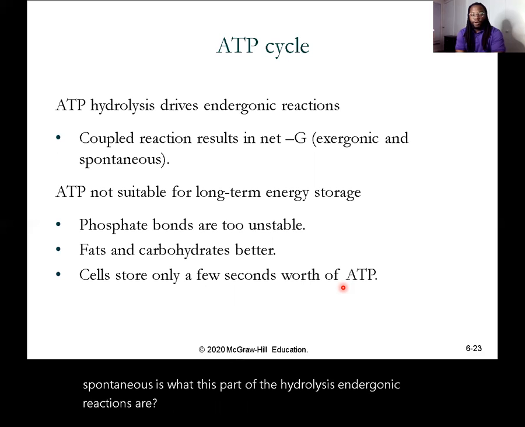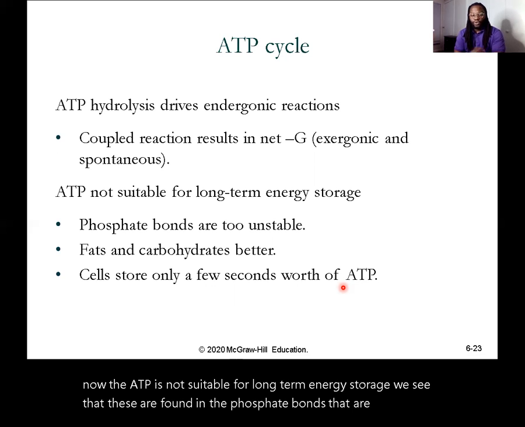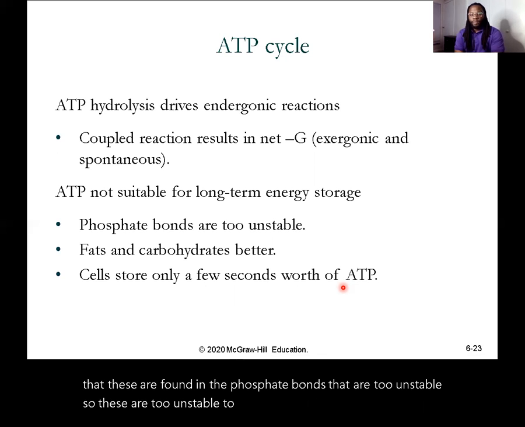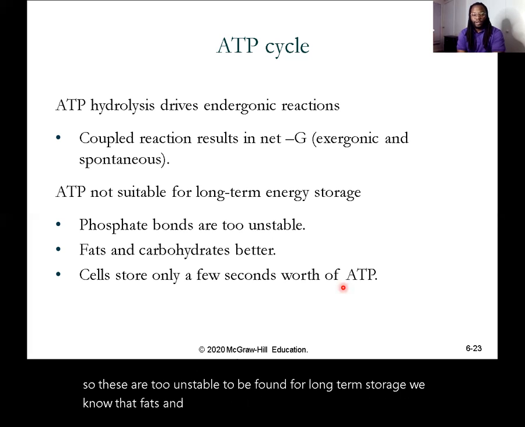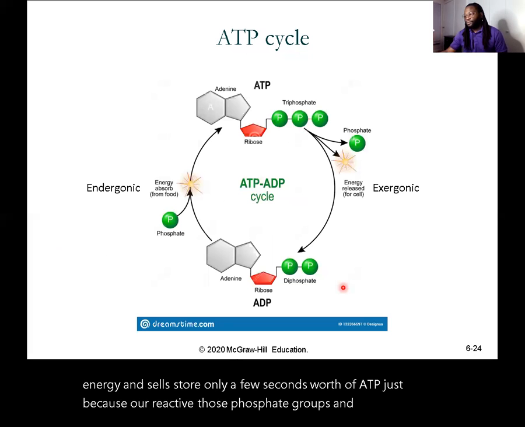Now, ATP is not suitable for long-term energy storage. We see that the phosphate bonds are too unstable to be used for long-term storage. We know that fats and carbohydrates are better for storage of this energy, and cells store only a few seconds worth of ATP, just because of how reactive those phosphate groups are and how easily those bonds are broken.